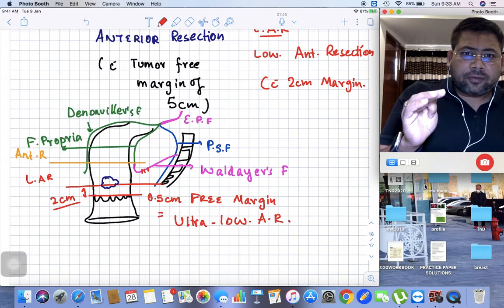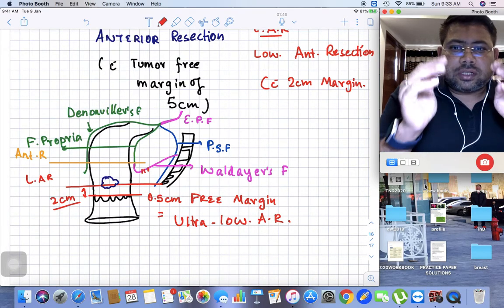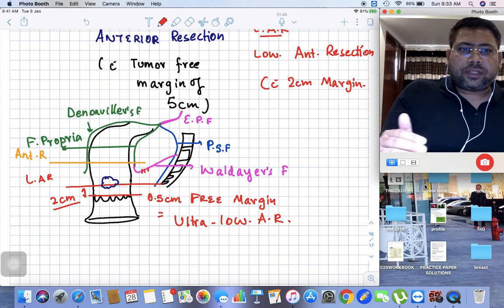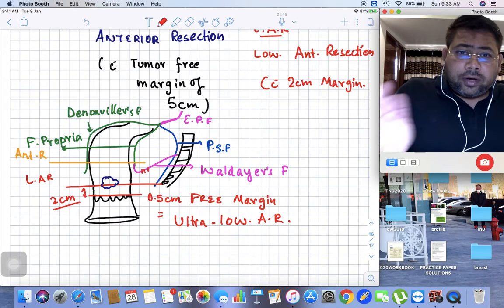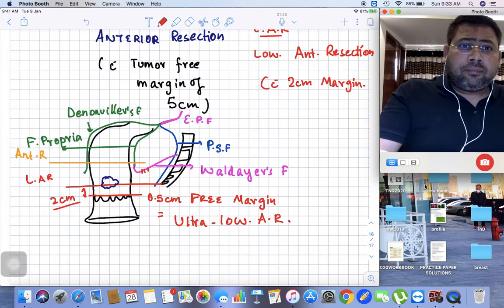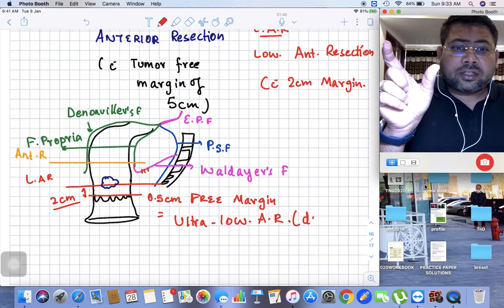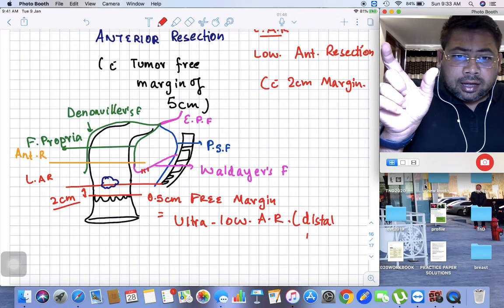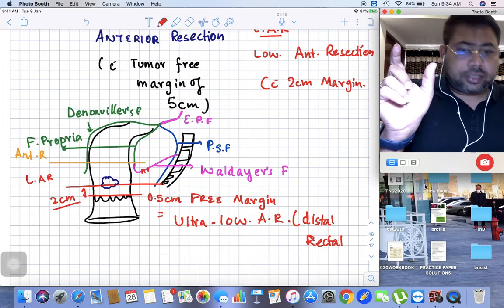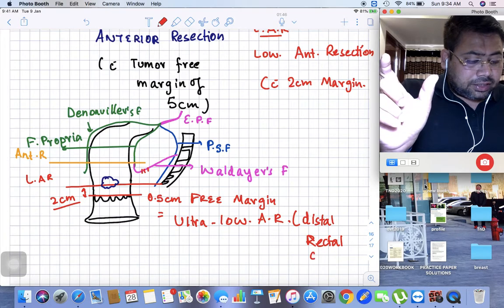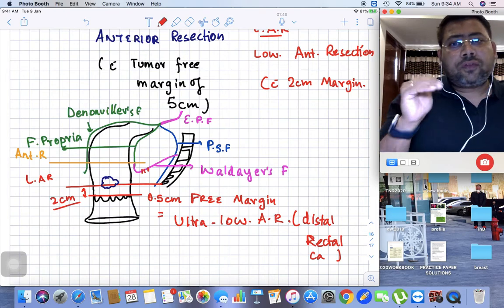So again, in a nutshell, this is an attempt to preserve the sphincter, because the natural way of defecation is preserved and the quality of life of the patient is very good. So anterior resection is for proximal tumors, and low anterior resection is for distal and mid-rectal tumors. Ultra low LAR is only for certain distal rectal tumors, and they should be low grade in nature; only then do you plan for it. The advantage of ultra low LAR is that the patient's natural way of defecation is preserved.